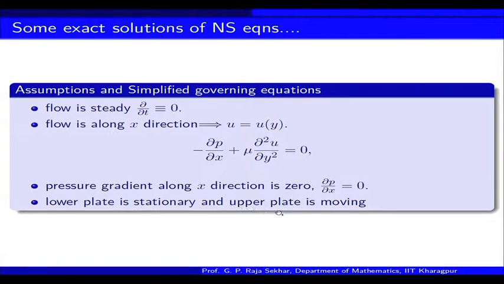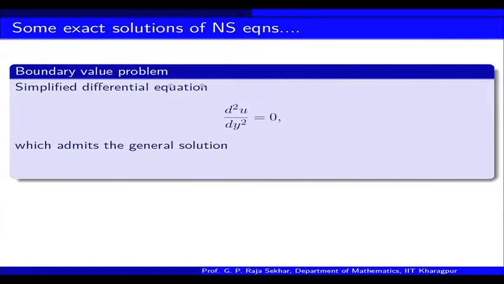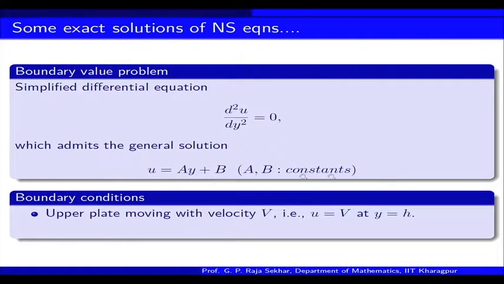One of the plates is driving the flow. That is the assumption: the lower plate is stationary and the upper plate is moving. So the flow is driven by the movement of the plate. That is purposeful. So we have a very simplified equation, and it admits a linear solution.